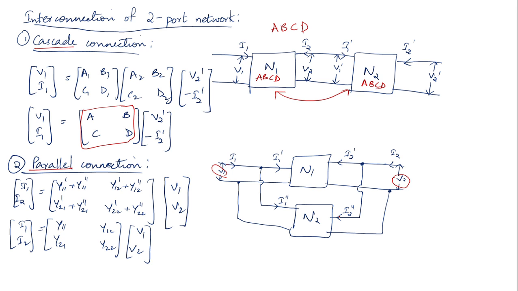Okay, and this parallel connection you can relate it with your Y parameters. So what you can do is you can find out the Y parameter of the first network, you find out the Y parameter of the second network, and then you can see over here that this total current is being split into two networks. So network 1 current is I1 dash and network 2 current is I1 double dash. So you just add the two currents of the two networks and you will get the total current, and similarly you can get this particular derivation.